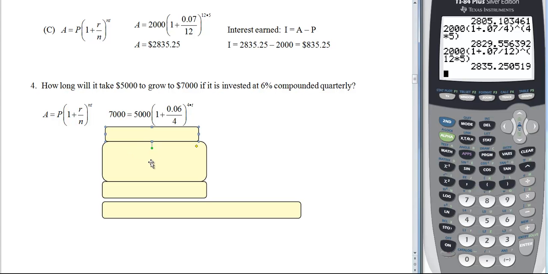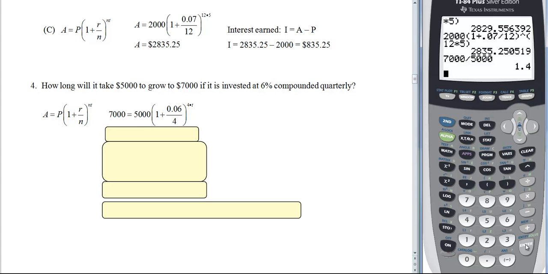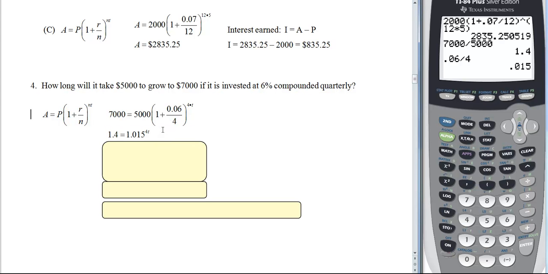Now, like we did in simple interest, I don't want to distribute this through. I'm going to divide, and also we can find out what this parentheses is. Let me see what 7,000, which technically is 7 divided by 5. So that's what should be on the left-hand side. And let me see, 0.06 divided by 4. So I should have it in here, and I really don't need my parentheses once I divide by 5,000, 1.015. So let's see if I do.